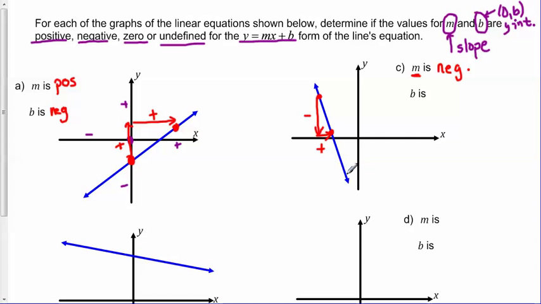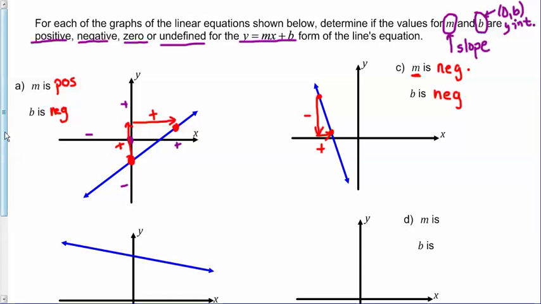We know that they're not all of a sudden going to turn around and start going another direction. They're going to keep going the directions that they're showing. So even though the y-intercept isn't shown, we can anticipate that it's going to cross down here somewhere, again, below the origin, down in the negative values. So in this case, the b value is also negative.